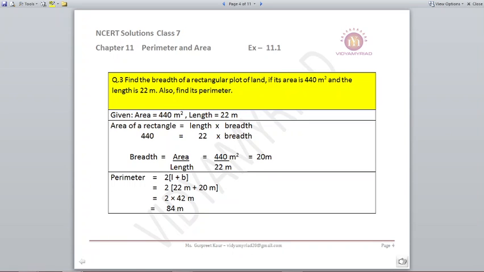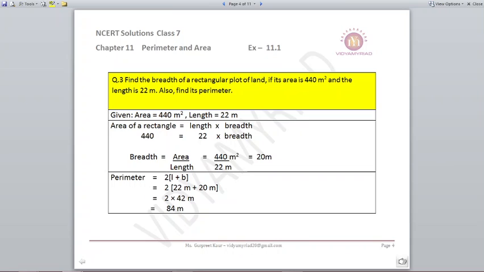Question number 3. Find the breadth of a rectangular plot of land if its area is 440 meters square and the length is 22 meters. Also find its perimeter. Now in this question, we are given the area, we are also given the length. So what is the formula of an area of a rectangle? Length into breadth. We don't know what the breadth is, so with the help of the area of a rectangle, we can find out the breadth, as breadth will be equal to area upon length, which will be 440 upon 22, that comes out to be 20 meters. So breadth is 20 meters.